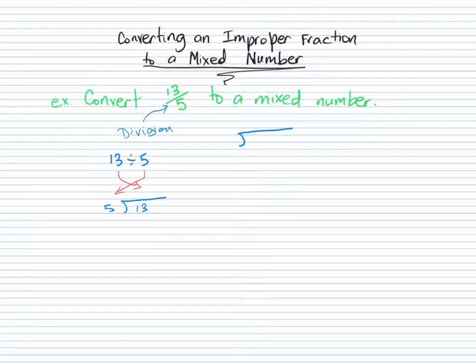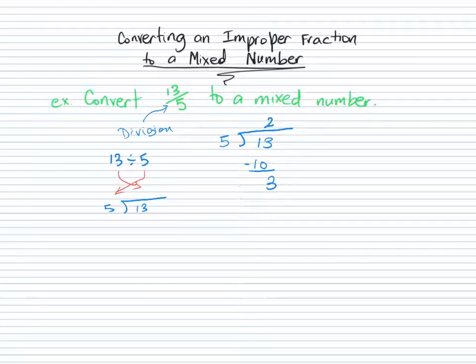But let's do it on the right side of the page. So 5 into 13. How many times does 5 go into 13? Well, 5 goes into 13 twice, but there is a remainder. In order to figure out what that remainder is, we have to multiply 5 by 2 to get 10. And so we realize that 3 is the remainder.